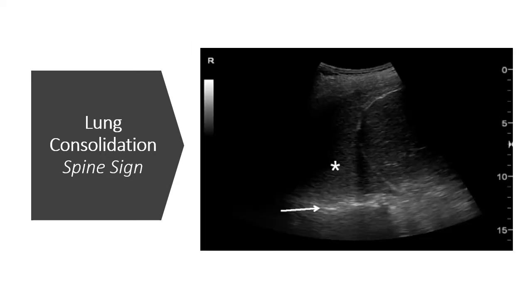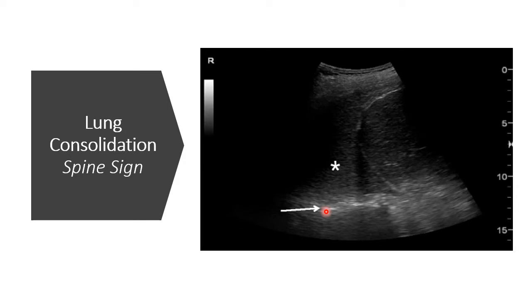Another finding you might see with lung consolidation is called the spine sign. So here you can see the collapsed lung that looks like the liver, so there's hepatization here. And now that the lung is collapsed and there's no air in it, it allows the ultrasound beam to pass through it instead of dispersing in every different direction. So as the ultrasound beam passes through the collapsed lung, it is actually able to reflect off the spine down below, and it is picked up on the probe, and that's why you see it on the image.